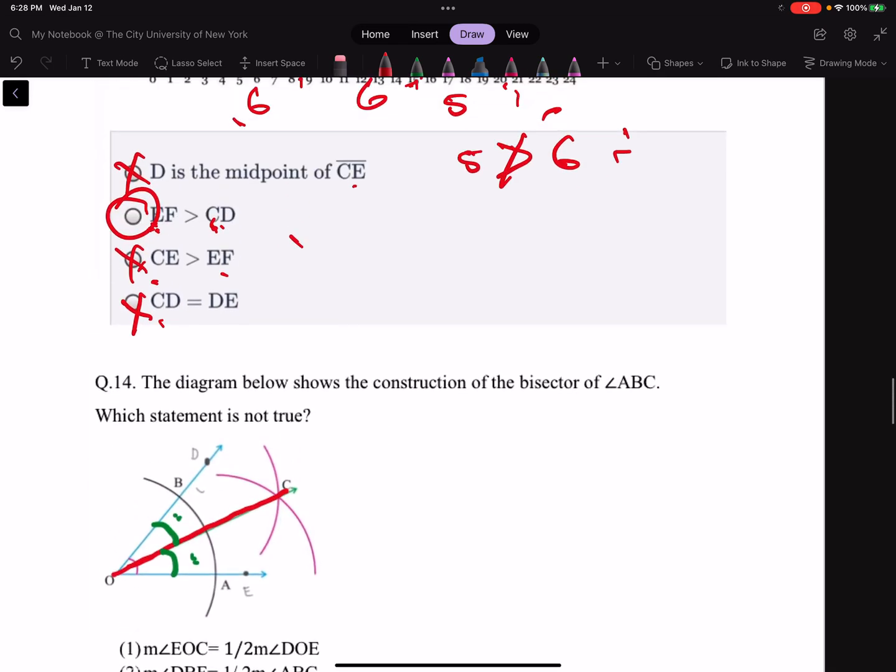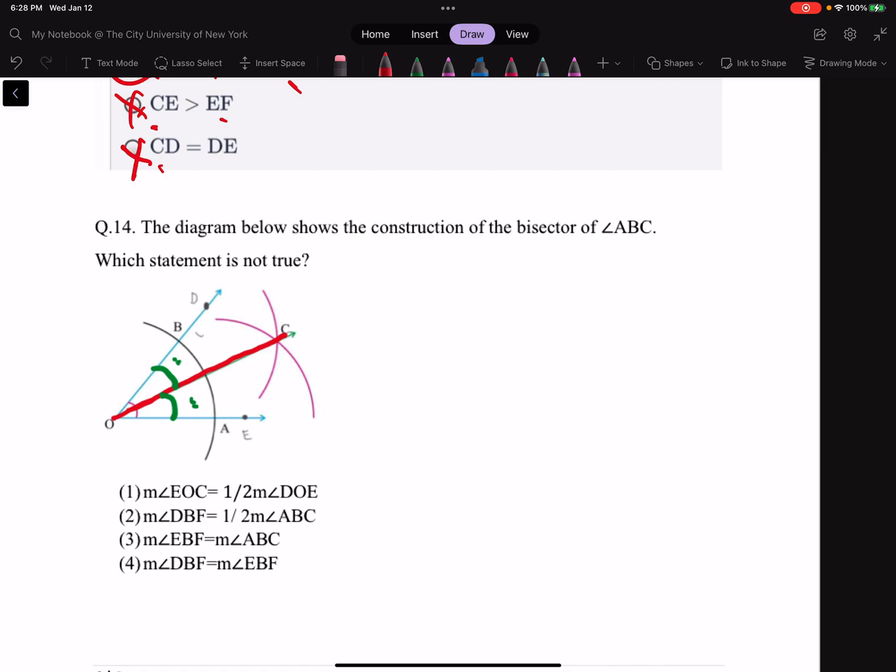Okay, we are almost at the end. And now I have not given you any construction problem. You don't have to construct anything, but you'll need the concept. All right? So look here. The diagram below shows the construction of a bisector of ABC.